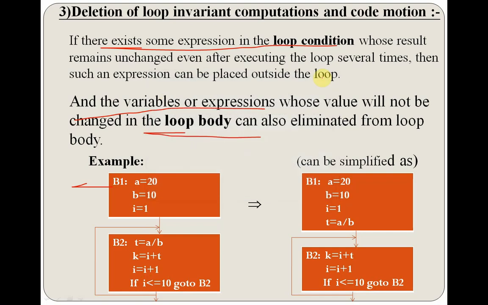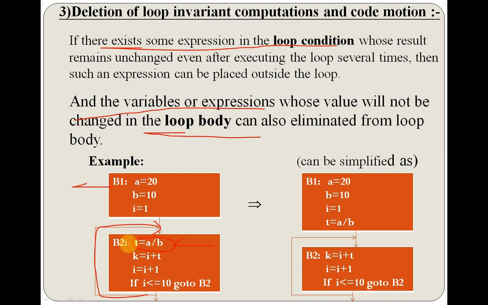If you observe here, T equal to A by B is going to be computed many times, in each iteration. So first time I'll execute this, and the loop is going to be repeated. Next time I have to again compute T equal to A by B. But when you compute T equal to A by B many times, I will get the same result, since the last application A and B values are not modified. So if I compute A by B, I will get the same result.